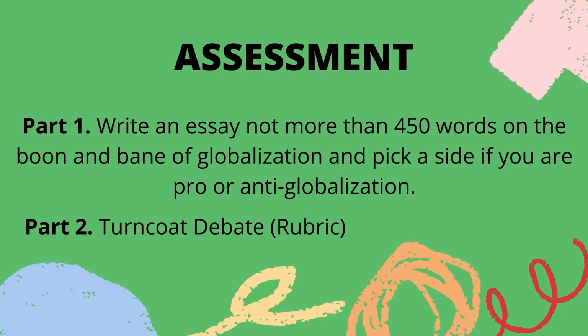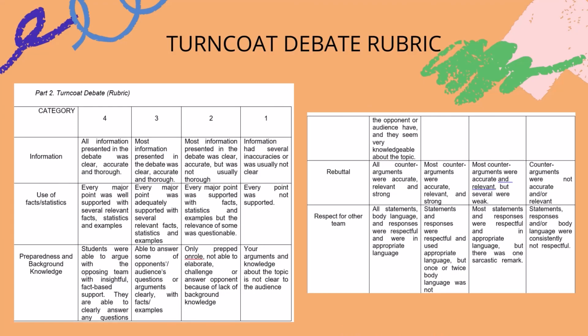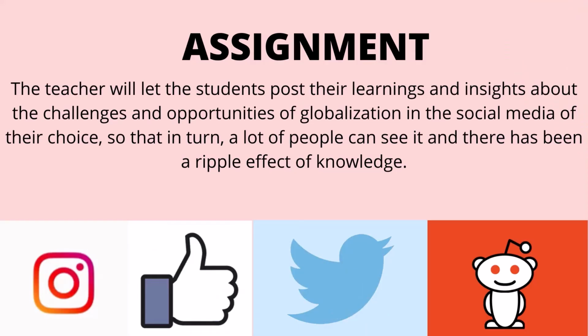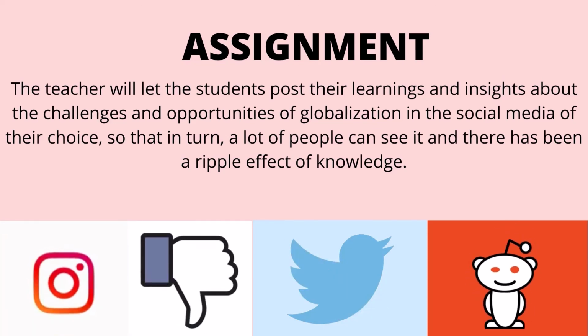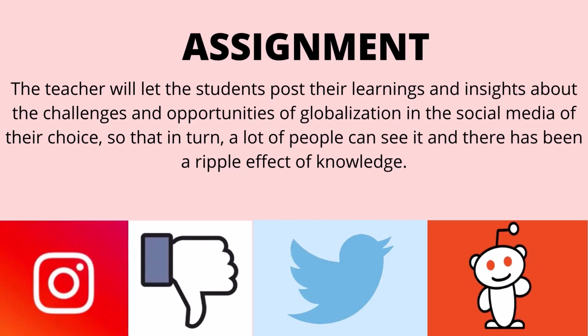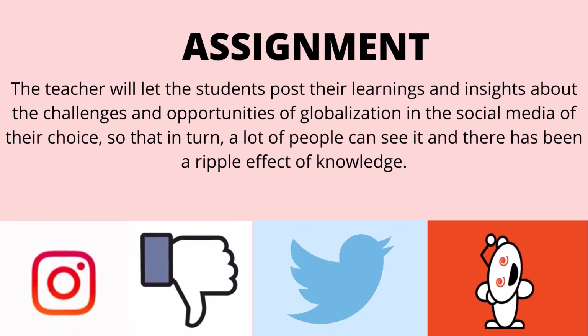In the assessment part 1, I will let the students write an essay of not more than 450 words on the boon and bane of globalization and pick a side, whether they are pro or anti-globalization. In part 2, I will show them the rubric of the turncoat debate so that they'll be guided. Alright, so this is the rubric. And lastly, I will give the students an assignment wherein they will post their learnings and insights about the challenges and opportunities of globalization on the social media of their choice so that a lot of people can see it and there will be a ripple effect of knowledge.